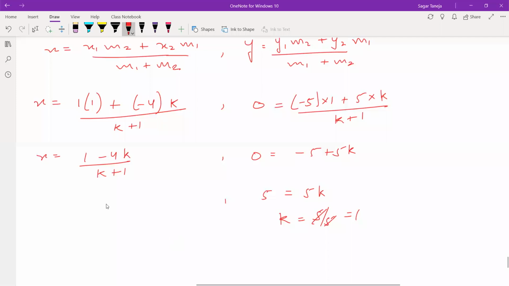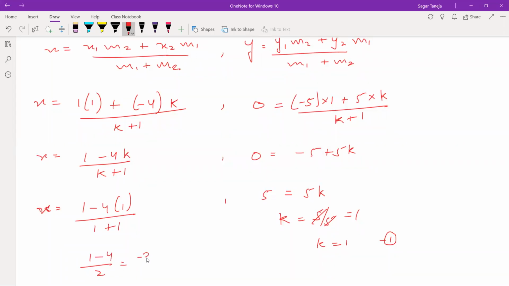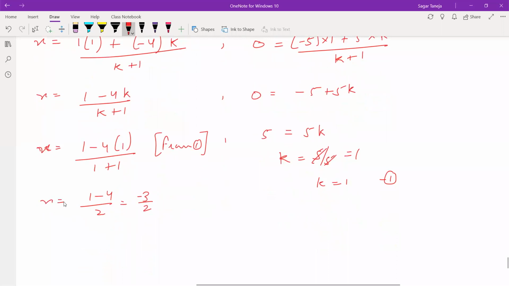So put the value of k here. Using the first equation, with k as 1, x is 1 minus 4 upon 2, which is minus 3 by 2. We have to find the ratio also, and the value of x also. The ratio is k is to 1, and the value of k we have calculated is 1. So the ratio is 1 to 1.